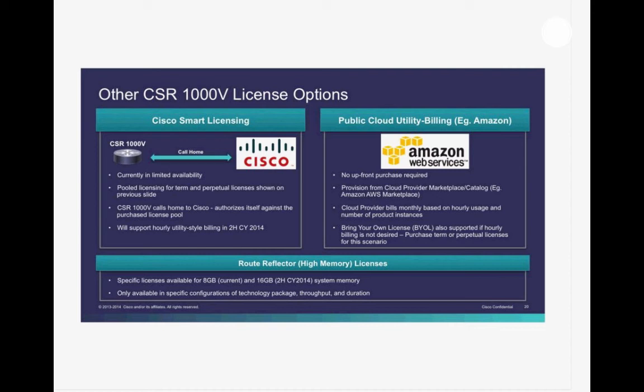We're also in the process of building a utility billing model into smart licensing that will let you, instead of buying the licenses up front, not buy anything up front, and just pay per hour. So smart licensing in the utility model would just keep track of how many CSRs you're using, how many hours they're up, and generate a bill for you at the end of the month.